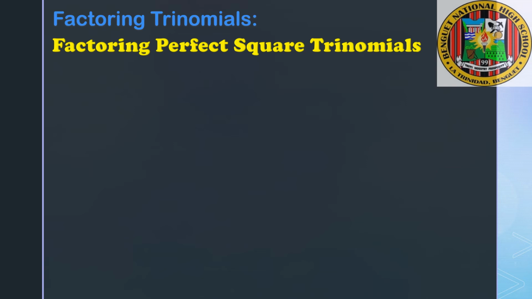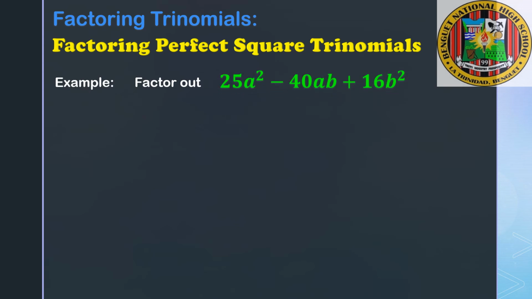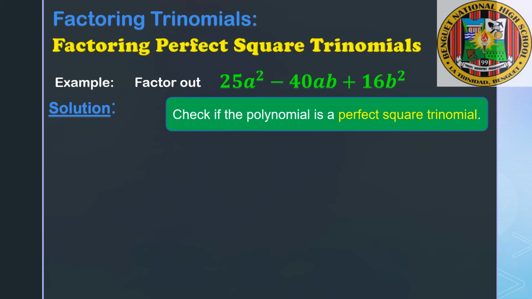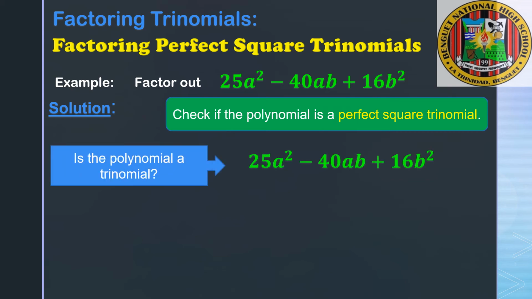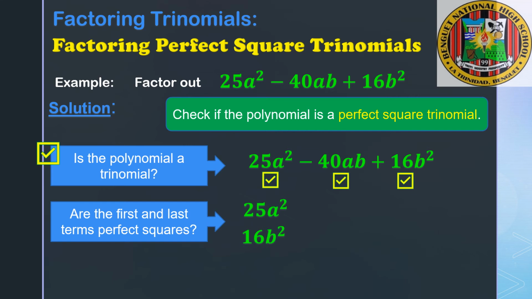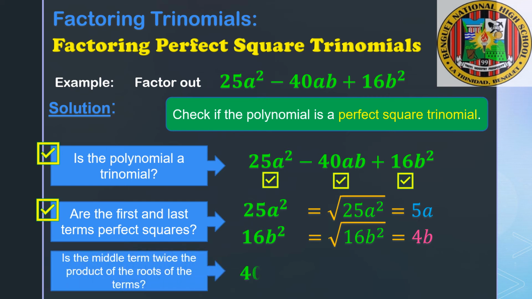Let's see another example. Factor out 25a squared minus 40ab plus 16b squared. So first, we check if the polynomial is a perfect square trinomial. Is the polynomial a trinomial? We can see that it is. Are the first and last terms perfect squares? Yes, they are. And finally, is the middle term equal to twice the product of the roots of the terms? By doing a little bit of solving, we know that the answer is yes.